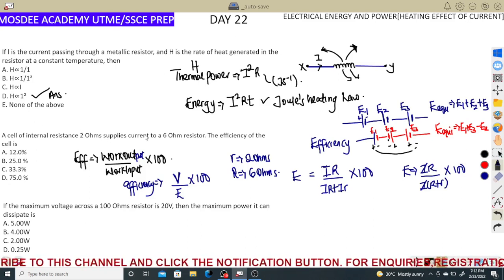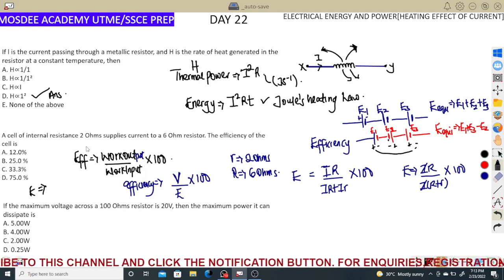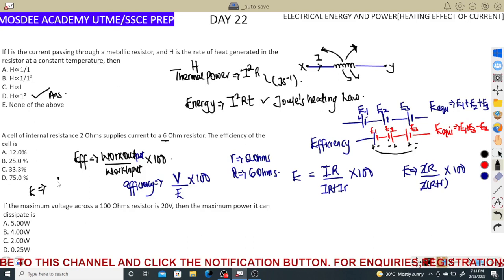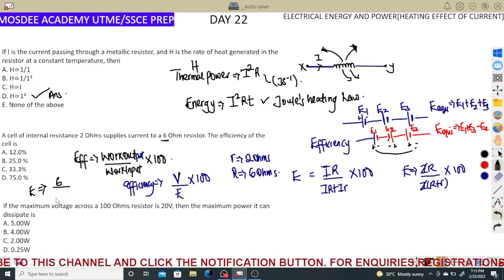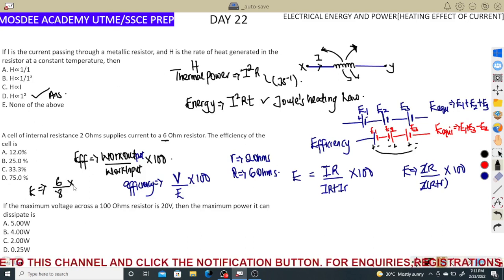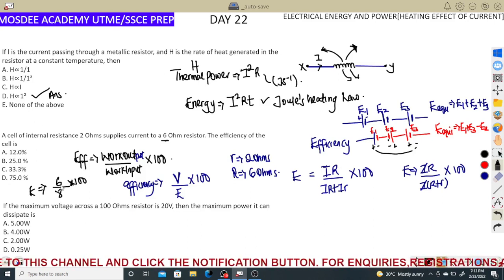So I will say that the answer to this will now be the big R here, and using this side, E is the external R of 6. The small r plus the big R is 6 plus 2, which is 8. You multiply by 100. On simplification, this is 75%. This is 3 over 4. Three quarters of 100 will give you 75%.